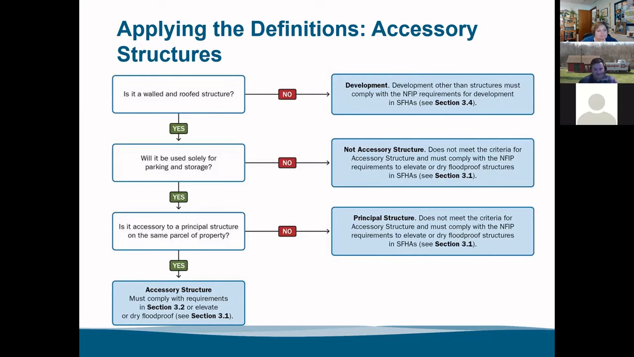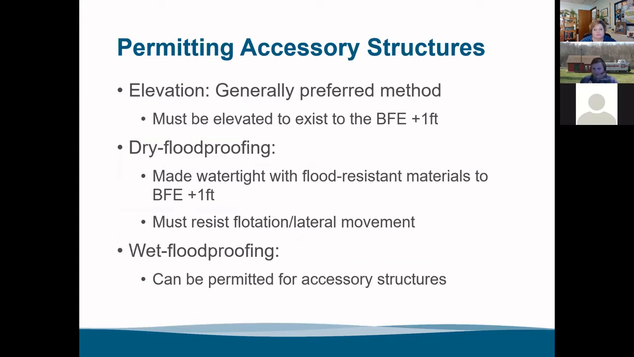And if it meets all of those criteria, and there's no question about it, then it's considered an accessory structure, in which case it can either be wet flood proofed, dry flood proofed, or elevated. All three of those options become available. So the same process applies here, right? The generally preferred method is going to be elevation. If elevation is an option, it should certainly be considered. It must be elevated to the base flood elevation plus 1 foot. That's going to give you the maximum protection from that flooding.